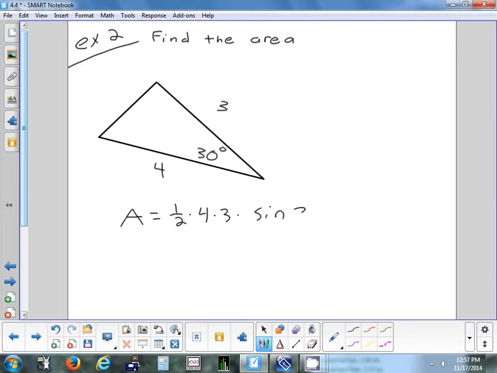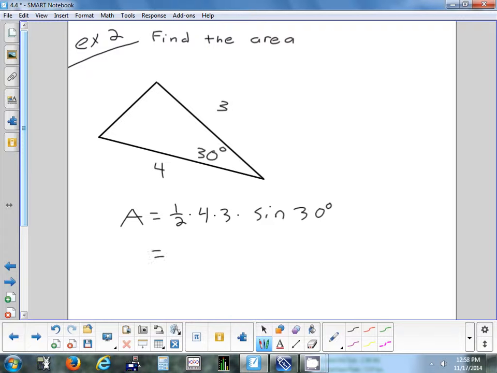right. It doesn't matter if the sides are A, B, or C. Just take 1/2 times two of the sides times the sine of the angle between them. Now, if you knew an angle that wasn't between those two sides, then that could be a little bit of a problem. Okay, but in this section, they're not going to do that.